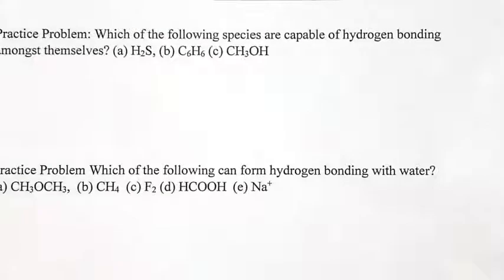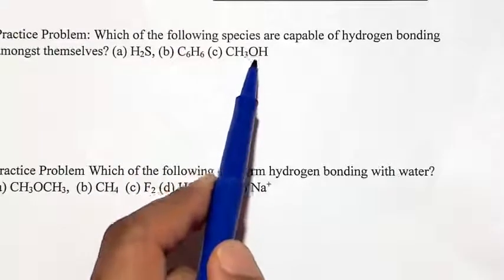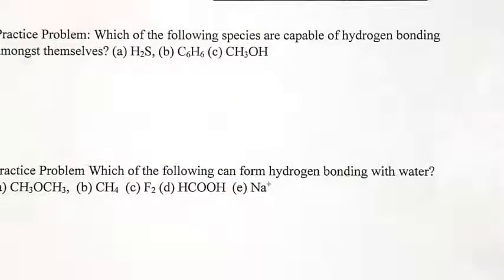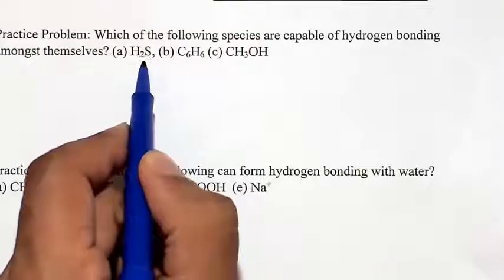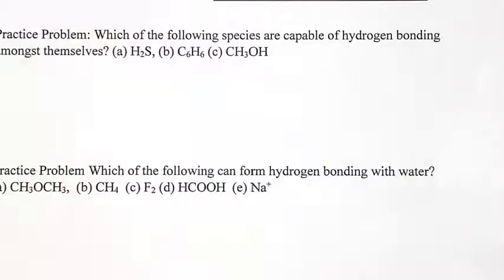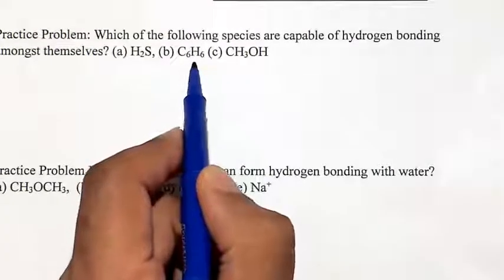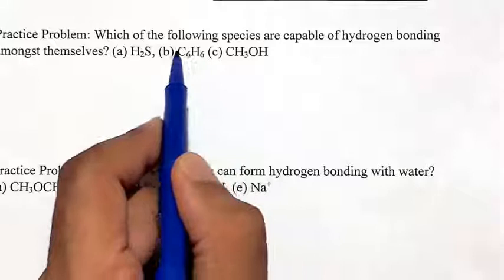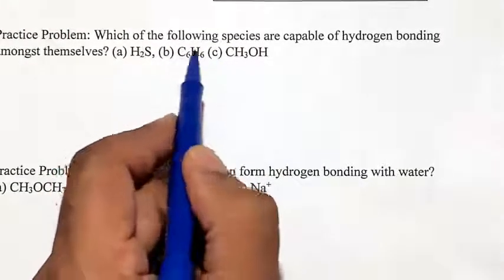Some practice problems here. Which of the following species are capable of forming hydrogen bonds amongst themselves? H2S, C6H6, or CH3OH. This is hydrogen sulfide. Okay, remember hydrogen bonds, NH, OH, or fluorine there, so really no hydrogen bonding potential. C6H6, okay, look for an OH in the molecule or an NH in the molecule or a fluorine. Not there, no bonding. This would probably have dispersion forces.